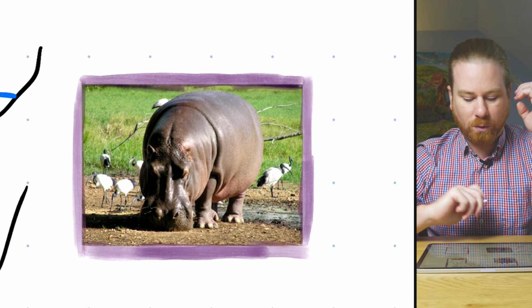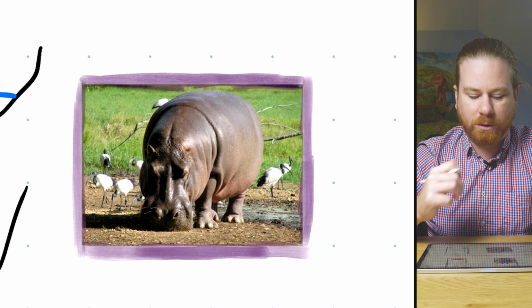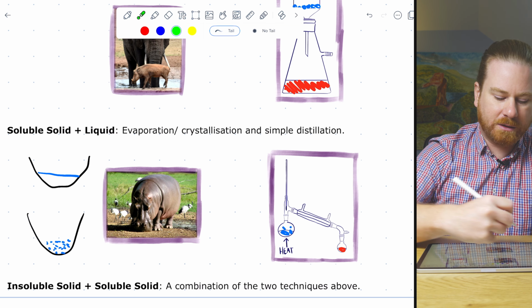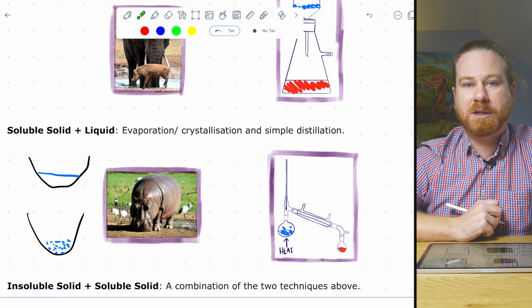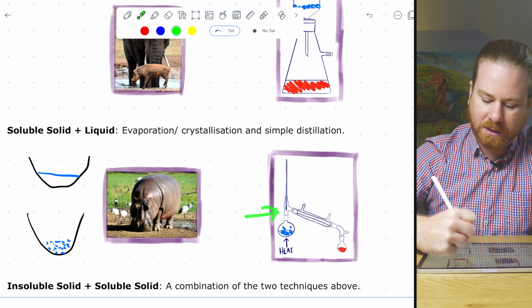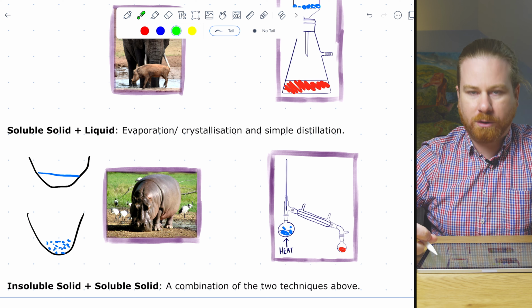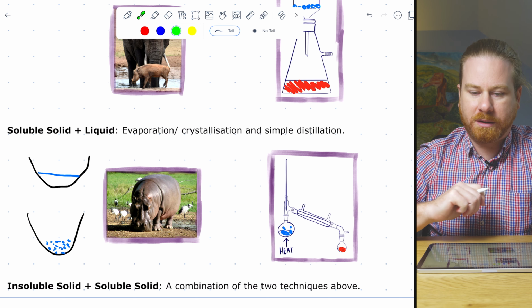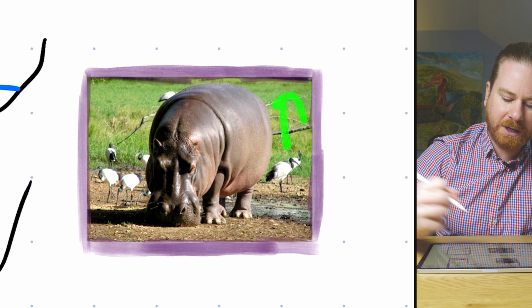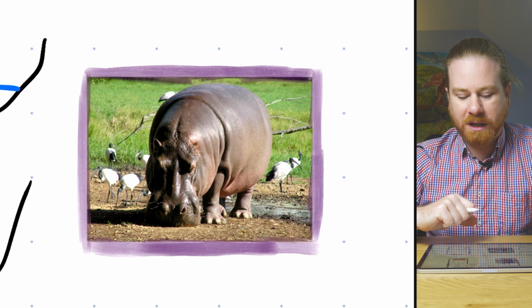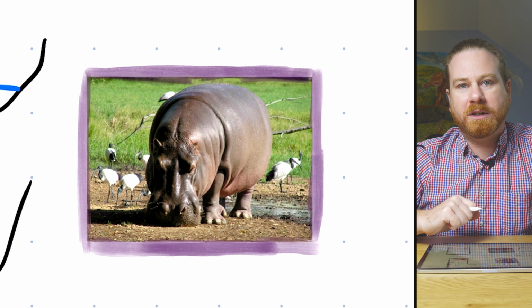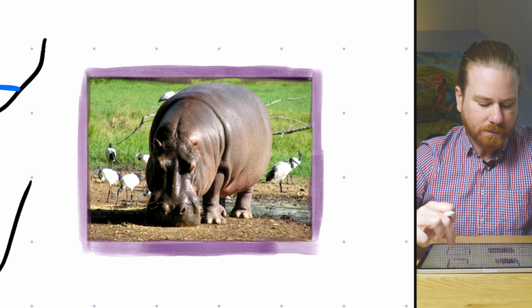But if you don't want to keep your birds, then you do the evaporation method. If you do want to keep the birds, then you do the simple distillation method. You can imagine heating it up, the birds fly away, and then you can catch them in some kind of net, and then you've kept both the birds and the hippos.